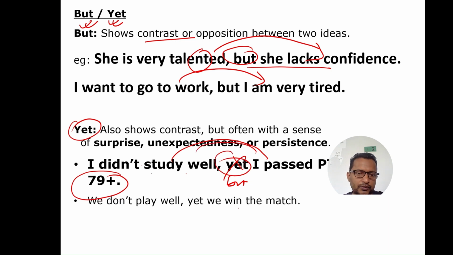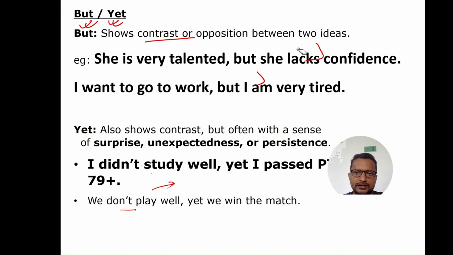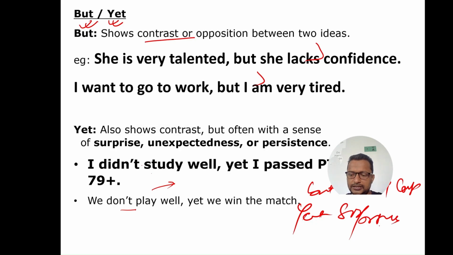Another example would be, we don't play well, yet we win the match. See, the general expectation is if you don't play well, then you are not going to win the match, right? But despite not playing well, you win the match. Then in that context, put yet, not but. So the only thing that you need to understand is but is the complete contrast, yet is the surprising result. So in that context you use but and yet.